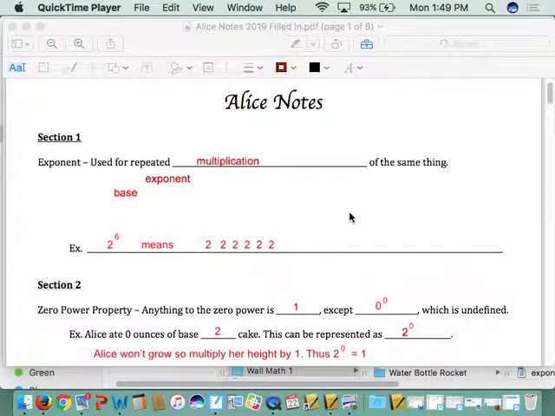Here are your notes for sections 1, 2, and 3 for the Alice packet.